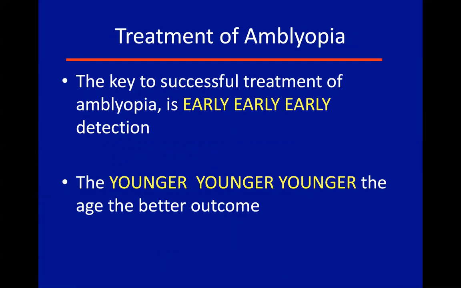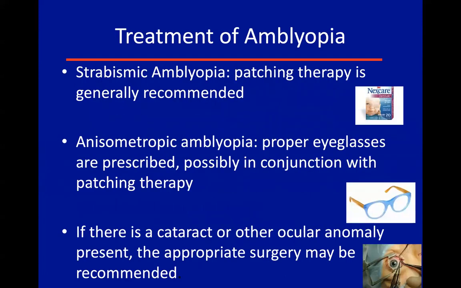Early detection. I cannot stress it. Early detection. The younger the age, the better the outcome. So you treat them early. The treatment of amblyopia, if it's a strabismic amblyopia, is patching, just patch. Patching is recommended. If it's anisometropic amblyopia, put the glasses on, proper eyeglasses. If there is a cataract or any other, what we call deprivation amblyopia, then you do surgery. You go in, you remove the hemangioma, you remove the retinoblastoma, you remove the cataract, you do a corneal transplant if there is a cornea problem. So it's really very easy.